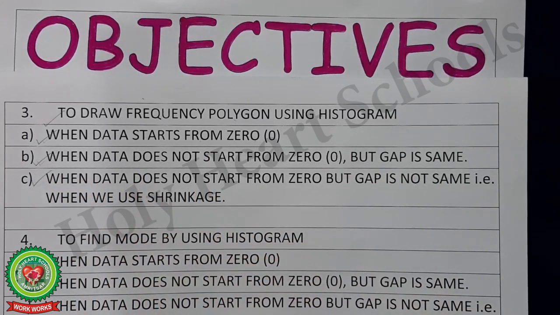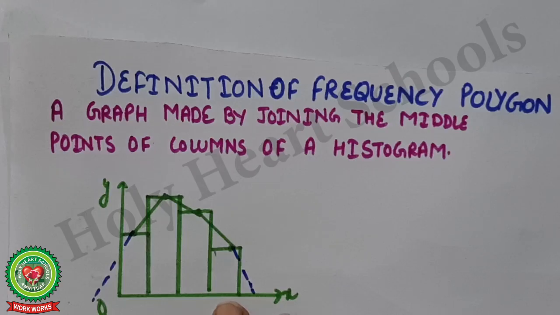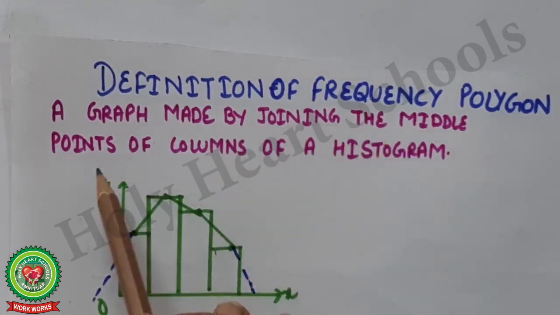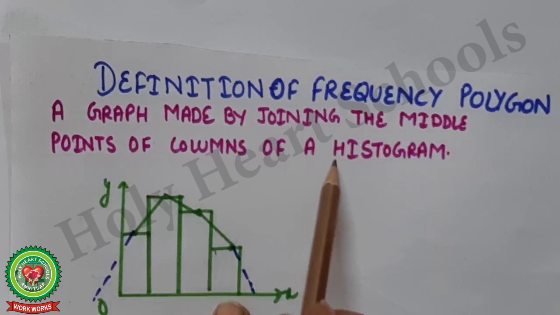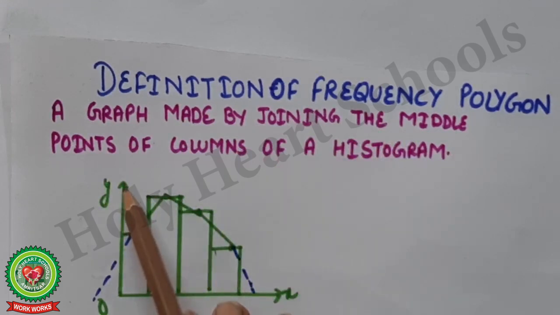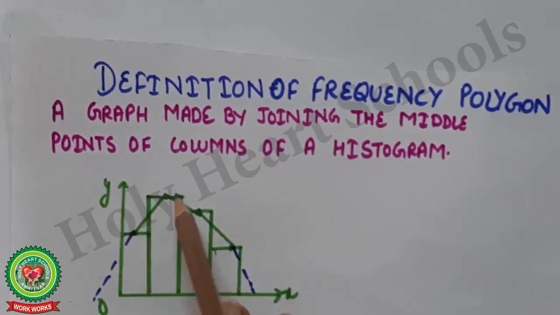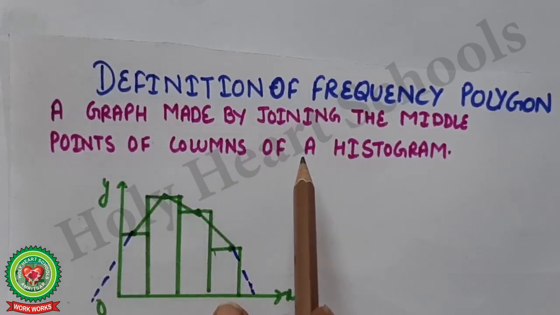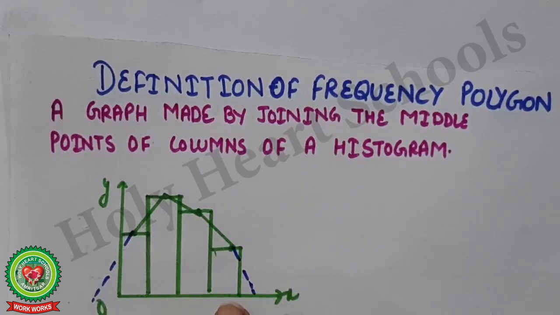Now students, we will do the definition of frequency polygon first of all. See, what is a frequency polygon? It is a graph made by joining the middle points of columns of a histogram. See, this is a histogram. We have joined all the middle points of the histogram, and the graph which we will obtain will be known as frequency polygon using histogram.